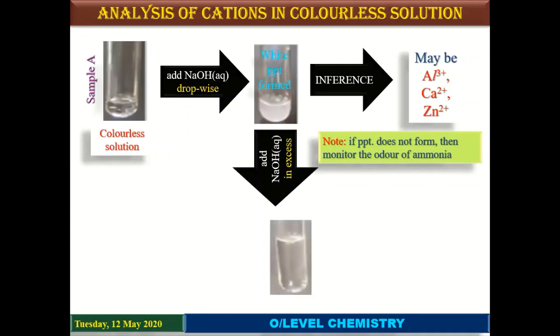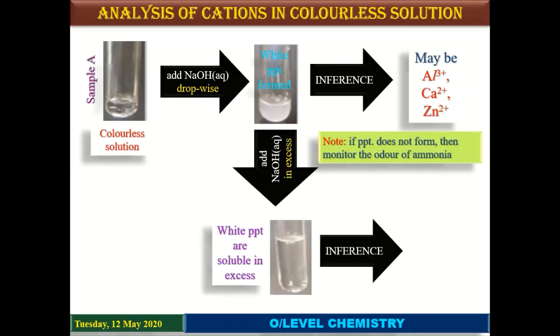On adding excess of sodium hydroxide, what is the result? You can see here, it becomes transparent. Here it had white precipitate and now it is transparent, and if it is transparent, it means the PPT that we obtained in the first step are dissolved in excess. If PPT are dissolved in excess of sodium hydroxide, then there are two chances, either aluminium or zinc.